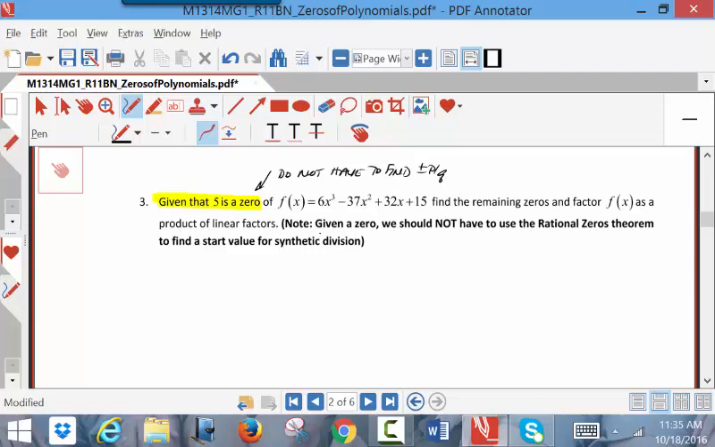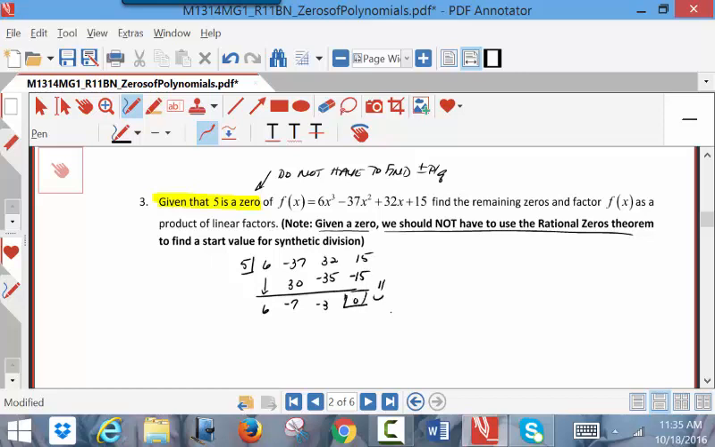Oh, and look what I did. I wrote all this for you guys. Given a 0, we should not have to use the rational zeros theorem, which is the p's over the q's. So here we go. Put the 5 in. We have a 6x cubed, a negative 37x squared, 32 and 15. Bring down the 6. Multiply. 5 times 6 is 30. Now add, multiply. 5 times negative 7 is negative 35. Now add. 5 times negative 3 is negative 15.